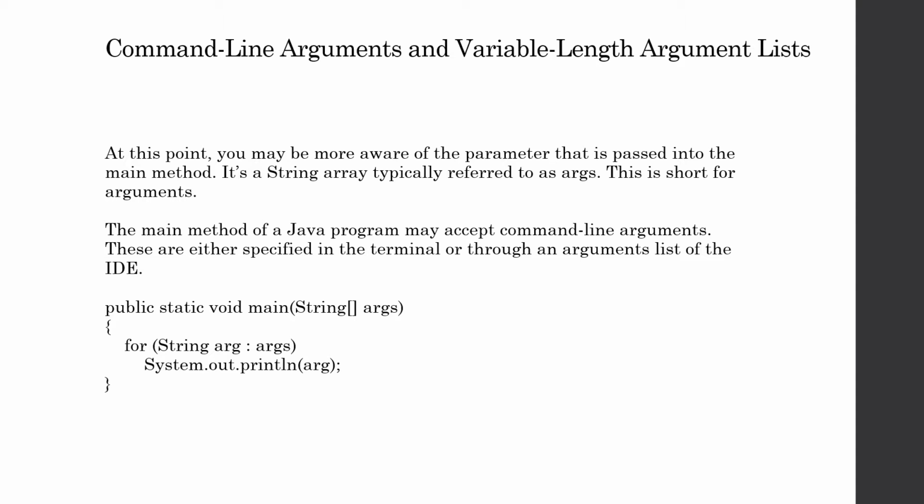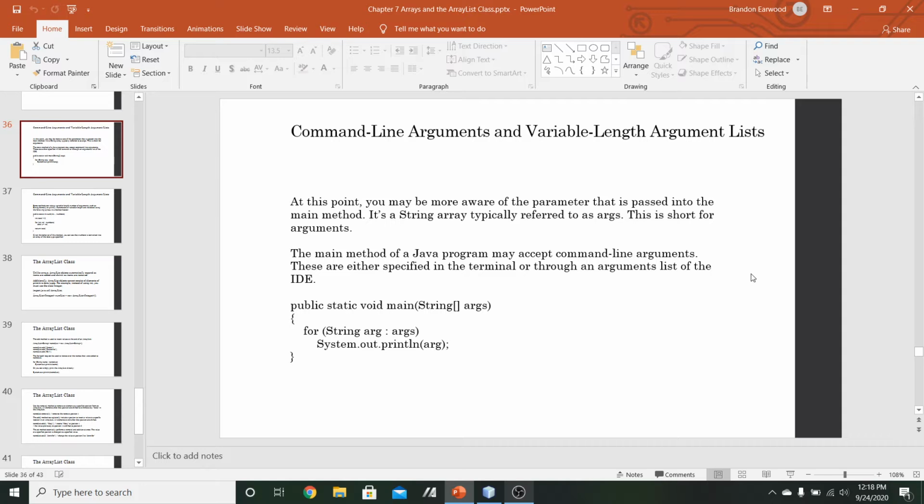So the example that I'm showing right here, we've set up our main method, and then we're going to go ahead and just do a for each loop where we get each one of the different args, so we call them just arg individually, from that args array, and we go ahead and print each one of those to the console. So if we wanted to, we could take a quick look at this in NetBeans.